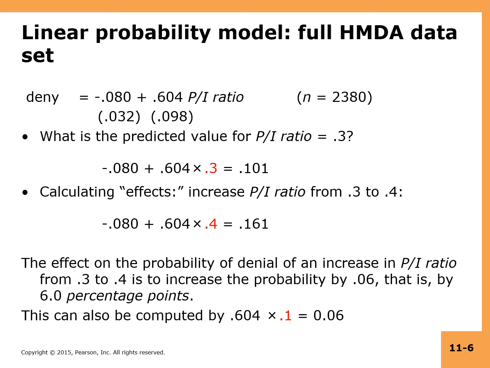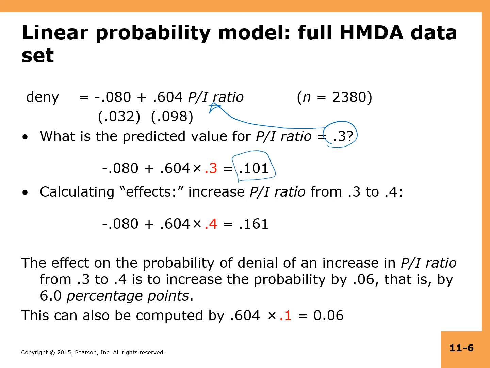Let's say we have estimated the linear probability model using the full HMDA data set, and running this model in Stata, we obtain this regression coefficient. Let's say we want to know the predicted value of being denied when the PI ratio is 0.3. As we have done in the previous cases, we just plug the PI ratio of 0.3 into the model to obtain the predicted value of y.